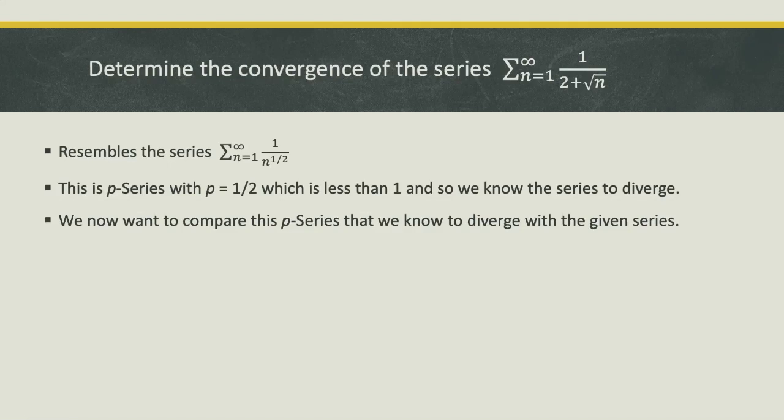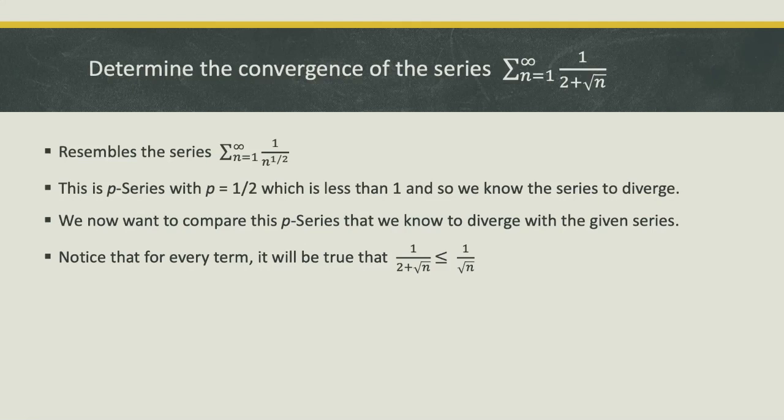So now we want to do that comparison of the one we're working with to this p-series that we know to diverge. So again, if you're not sure which one's always going to be larger, which one's smaller, start substituting in different n values. Again, starting with n equals 1 in this case. When you do that, you should find it true that 1 over 2 plus square root of n is always less than or equal to 1 over square root of n.